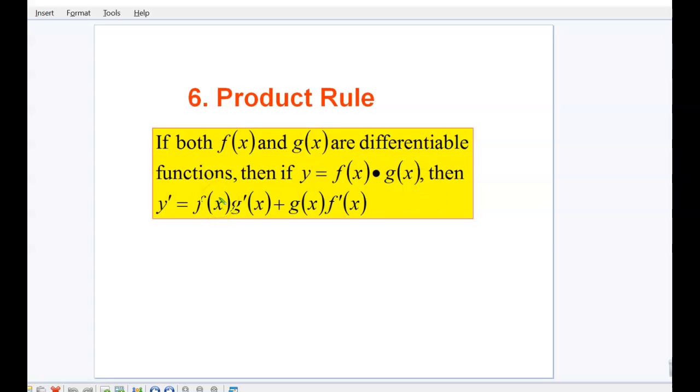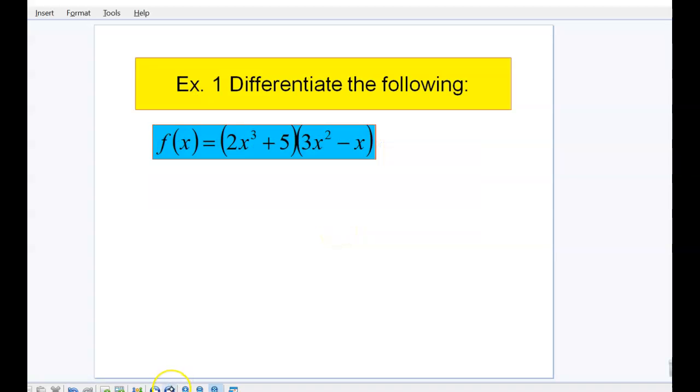derivative is the first function f times the derivative of the second function plus the second function times the derivative of the first. So let's take a look at our first example. Okay, so if you want to think about it, this is our first function, and we'll call this one a, because a function is defined as f, and we'll call this one function b.